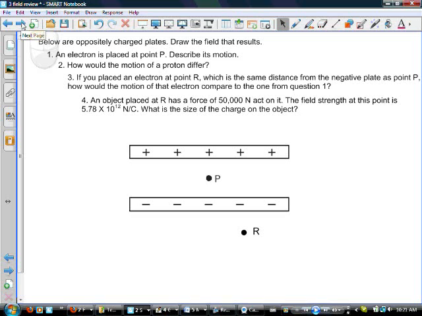Below are oppositely charged plates. Draw the field that results. So in the middle here, what are my field lines going to look like? Going down. Why do we draw them going down, Helen? Because of what a positive would do. Yeah, what would a positive do? A positive is going to be repelled.